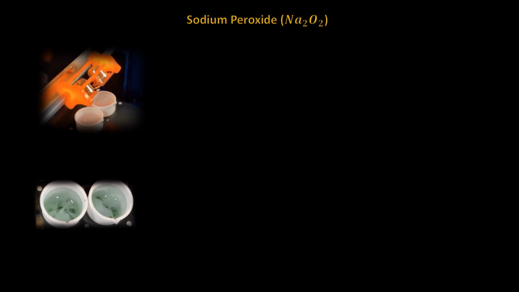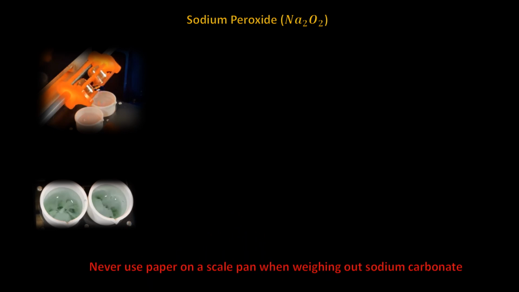In part 9 of this series, I discussed the dangers of sodium peroxide due to its hygroscopic nature and its oxidizing power. Never use paper when weighing this reagent on a balance scale. In the event that the paper is even slightly damp, an explosion or fire may result. Always use a small porcelain weighing boat or crucible for these types of reagents.